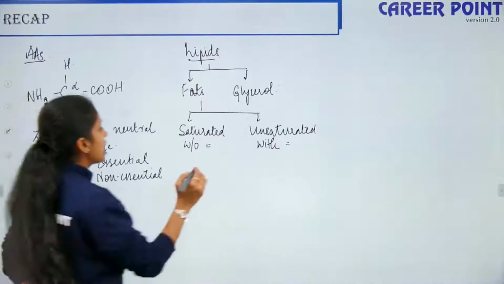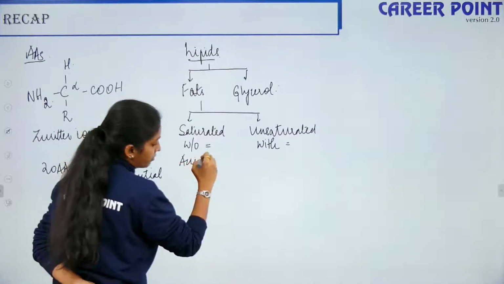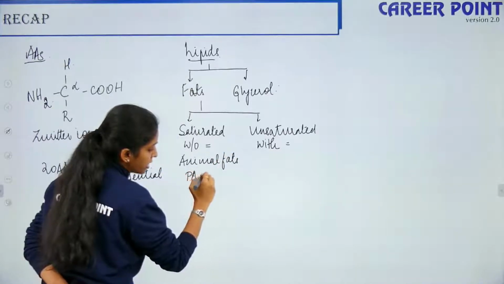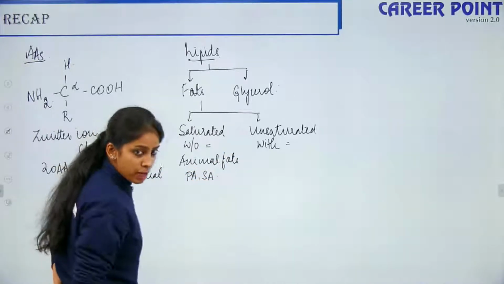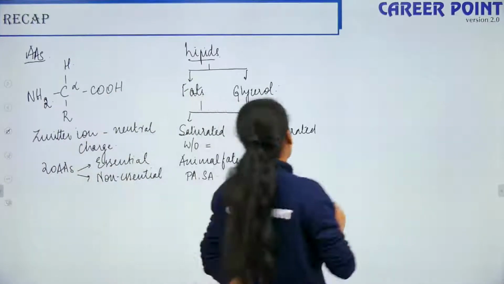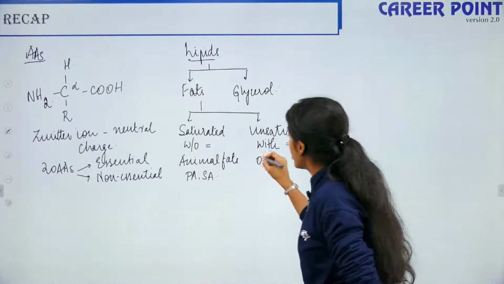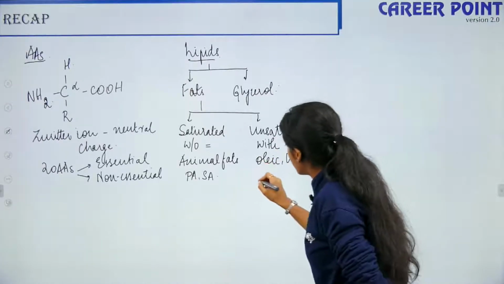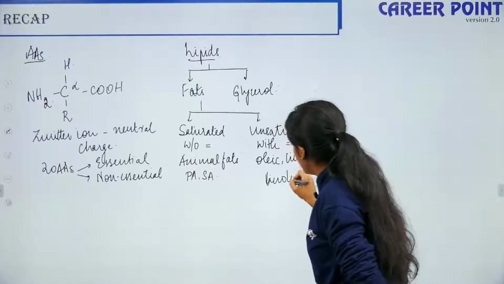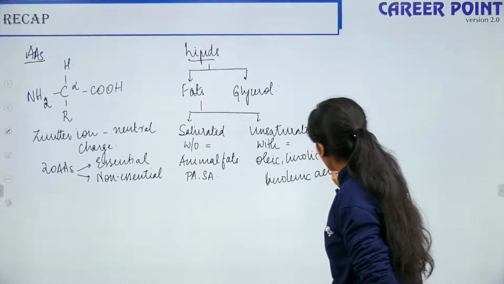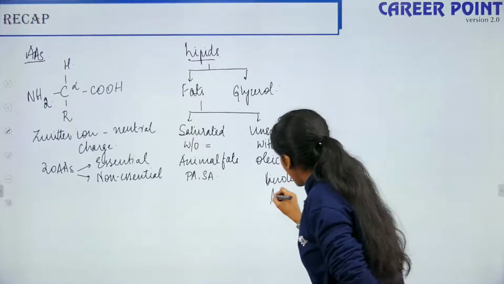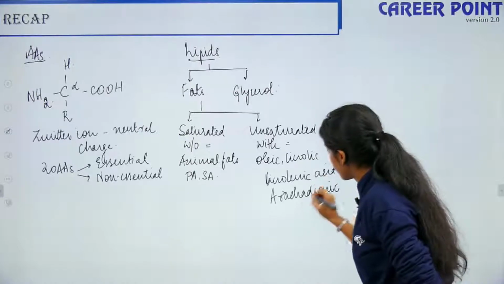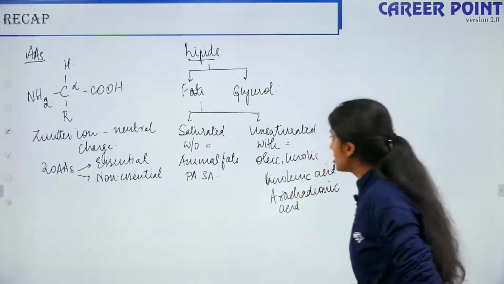So mostly your animal fats are saturated. So animal fats include palmitic acid, stearic acid, etc. Then your unsaturated acids or your unsaturated fats include your oleic acid, linoleic acid, linolenic acid, and finally arachidonic acid. So this is about your unsaturated fats.